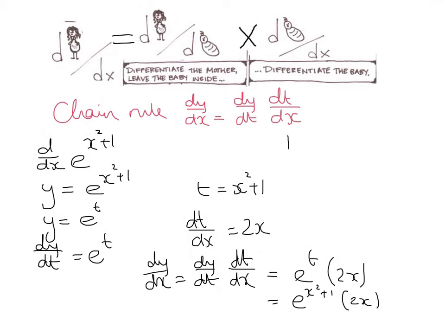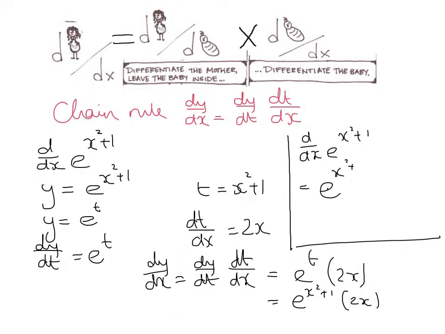Now, instead of all of that, you could have just done this. d by dx of e to the x squared plus 1 equals, there's my mother, e, I'm going to differentiate her and leave the baby inside, then I'll multiply by the derivative of the baby. E, leave the baby inside, multiply by the derivative of the baby. Simpler, right?